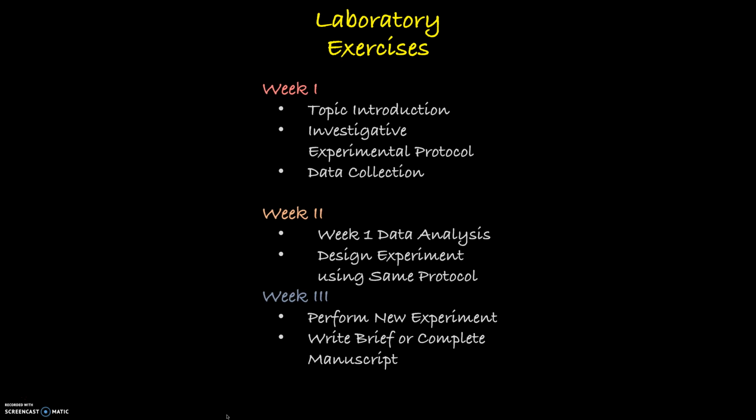In week 1, the topic is introduced and students perform an experiment. For example, enzyme activity in potato tissue. They collect data using the methods provided. In week 2, we go through the steps of analyzing and presenting their results from week 1. In addition, students design an original experiment that uses the same methods. For example, enzyme activity in fresh fish liver versus heart tissue. And then lastly, in week 3, students perform their original experiment and are assigned their first brief manuscript.